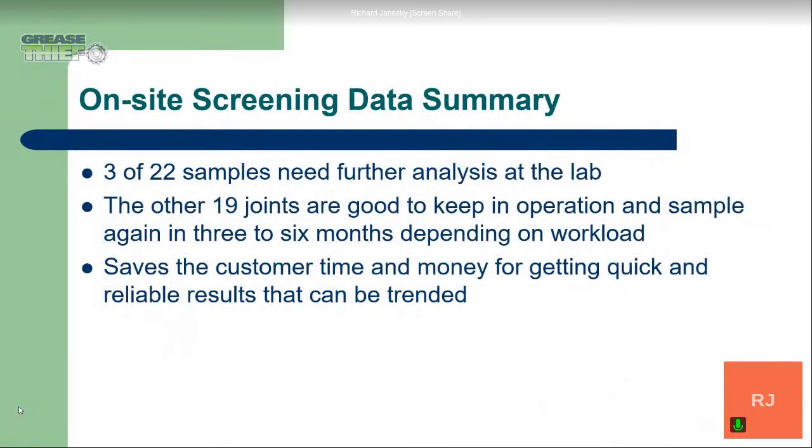So we saw that 3 of the 22 samples needed further analysis at the laboratory to determine if there were any issues, and then performing the maintenance on them. The other joints were good to continue in operation, and this saves the customer time and money. They're able to get the answers that they need, and then they're performing the maintenance tasks on the joints that need it instead of just doing it on every single joint.